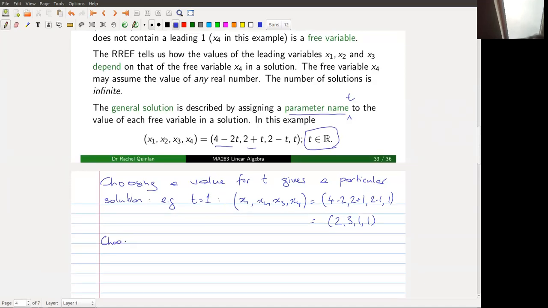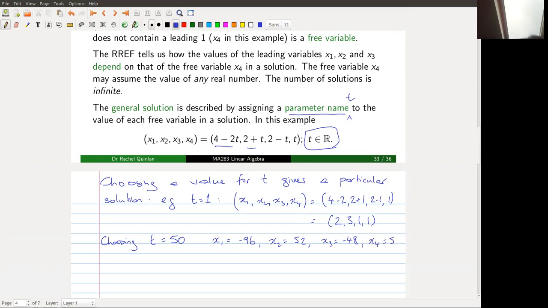If we choose t to be something else, we can choose t to be 50, for example. It doesn't matter. We can choose it to be anything we like. If we choose t to be 50, then we get x1 equal to 4 minus 2 times 50. Well, that's minus 96. x2 equal to 2 plus 50. That's 52. x3, 2 minus 50. That's minus 48. And x4 to be 50, of course.